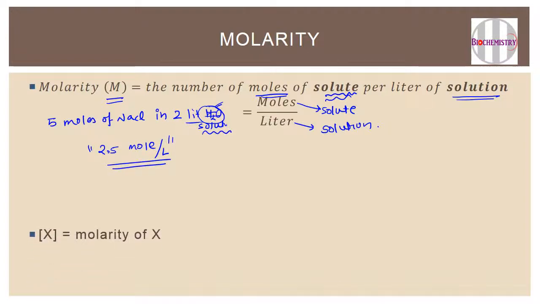Whenever we want to mention molarity, we can use the square bracket. Whenever something is written in such square brackets, it automatically tells us that we are discussing molarity. For example, for this solution, I can simply write that [NaCl] is 2.5 M. So the reader will understand that we are talking about molarity, that is moles per liter. So that is 2.5 moles per liter.